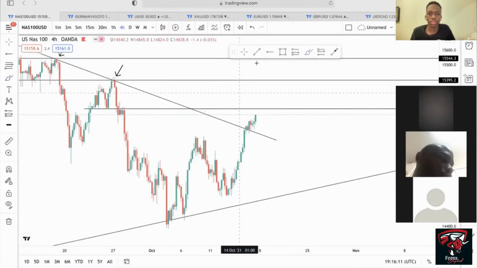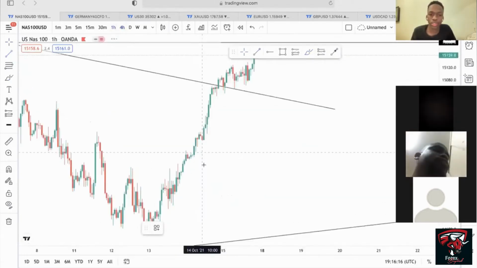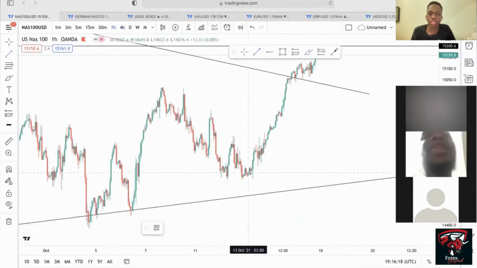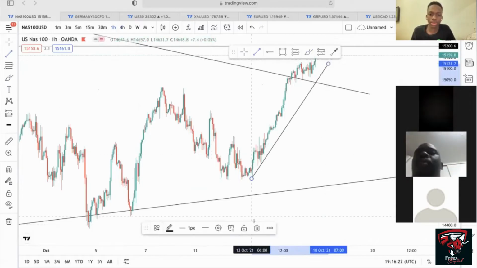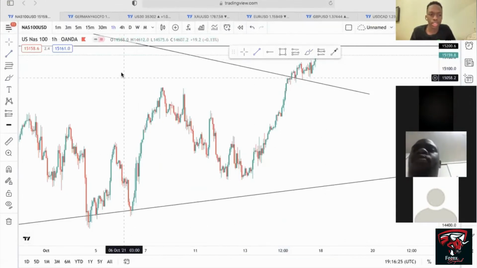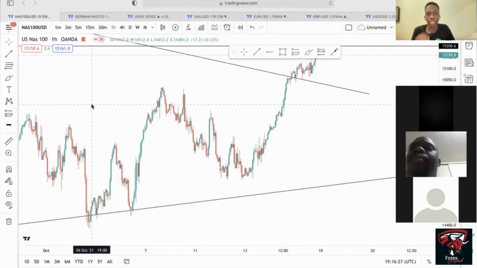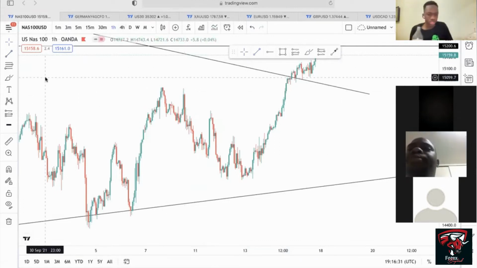Let me try connecting my trend lines on H1. There isn't really much to it, you can see it's too steep. So that's my analysis on NASDAQ. Let me open the chat and let me know what you guys think.